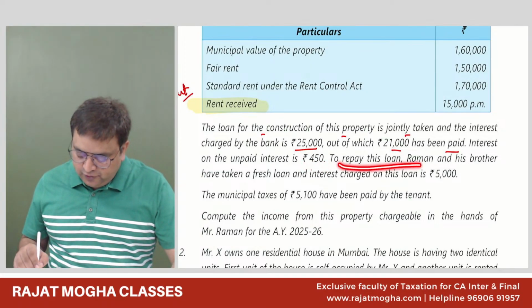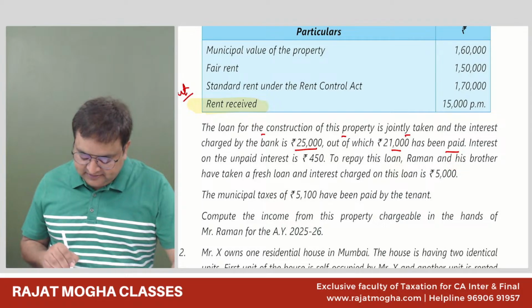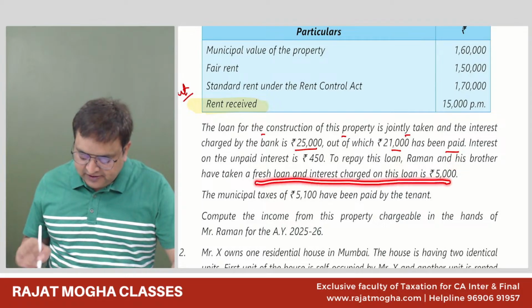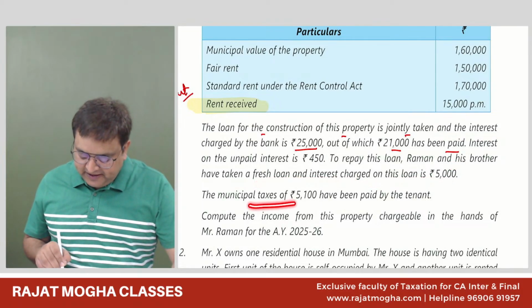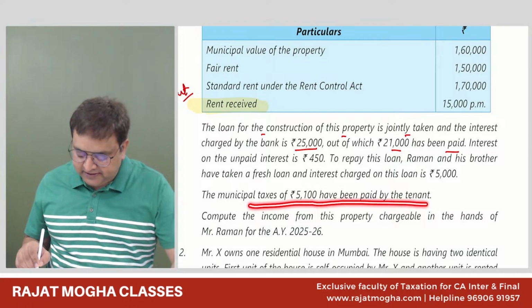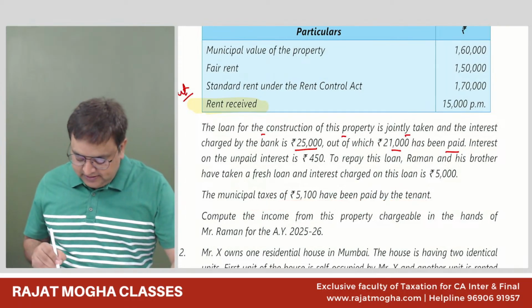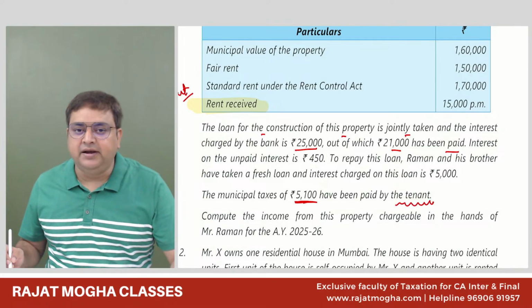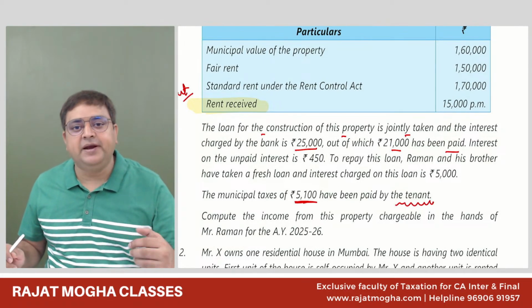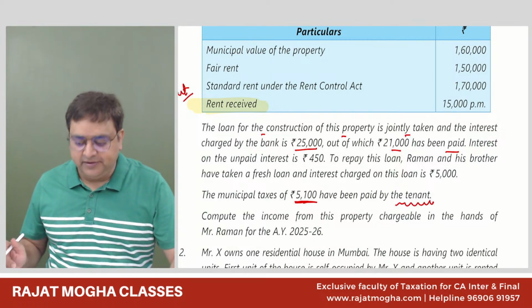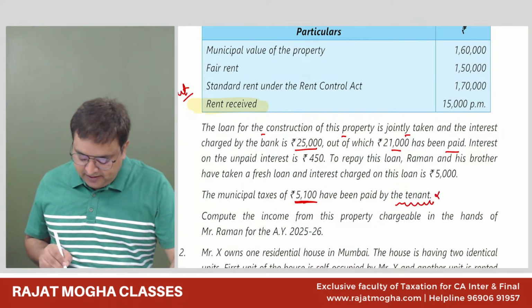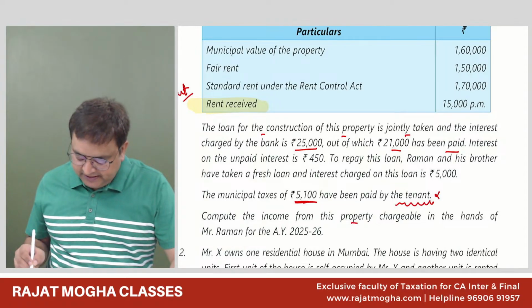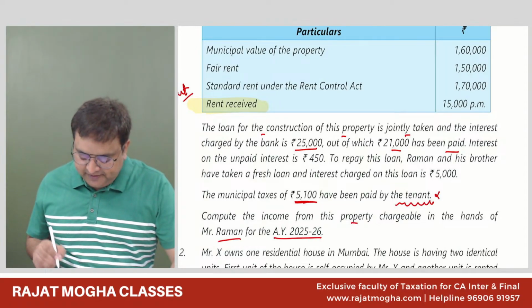Interest on the unpaid interest is 450. What it is, I'll let you know. To repay this loan, Raman and his brother have taken a fresh loan and interest charged on it is 5,000. The municipal taxes 5,100 have been paid by the tenant. Paid, but it is paid by whom? By the tenant. We cannot allow it. It should be paid by the owners. Then only we can allow it. So this will not be allowed. Compute the income of this property chargeable in the hands of Raman for assessment year 25-26.